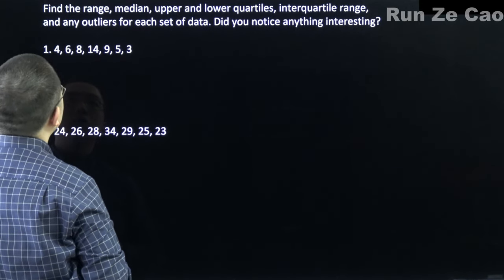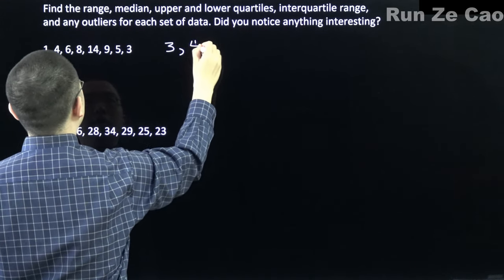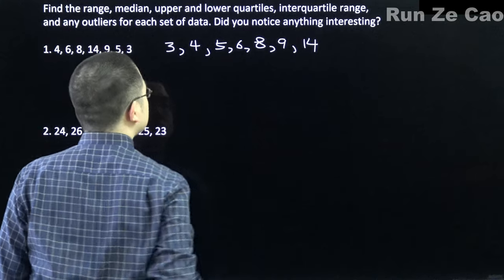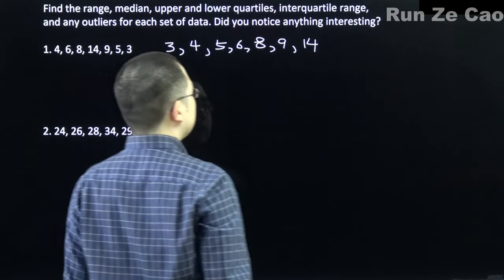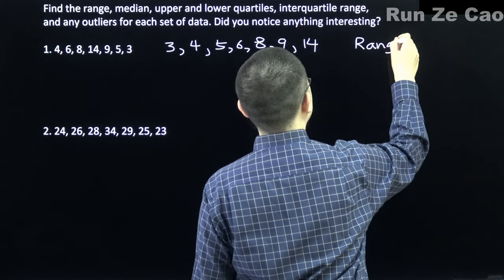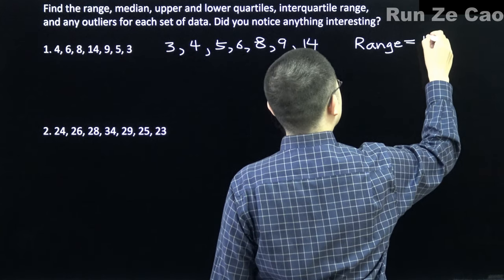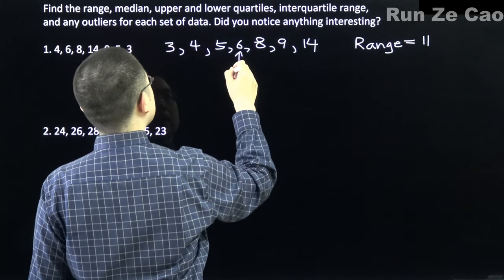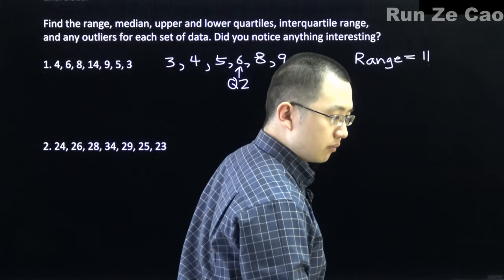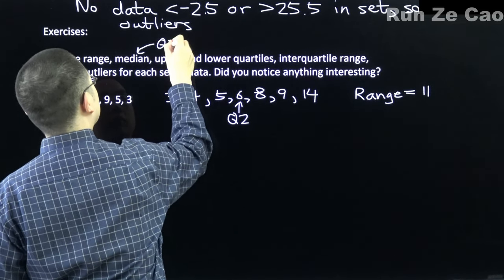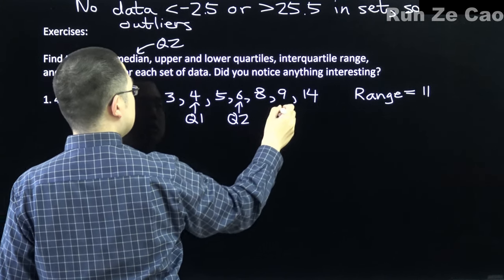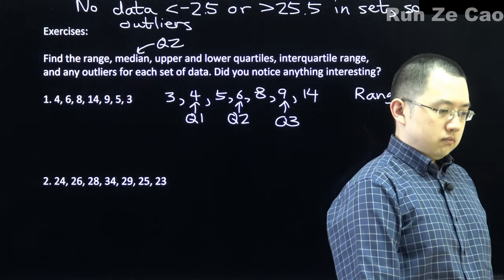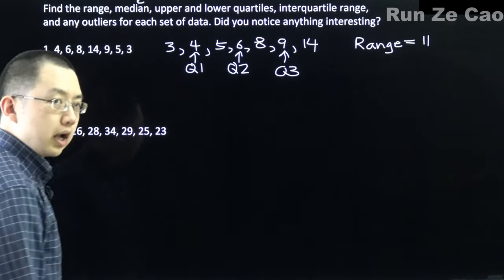Let's write this in order from least to greatest. 4, 5, 6, 8, 9, 14. So the range is equal to 14 minus 3, or 11. And the median, you can write as Q2, by the way. Q2. This is Q1. This is Q3. What's the interquartile range?